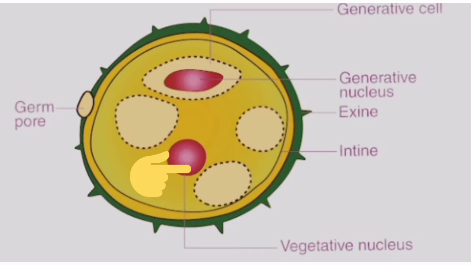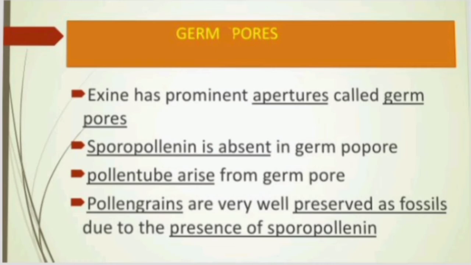And apart from all those structures, it contains a special structure called the germ pore. This germ pore plays a vital role during the course of double fertilization. That means the germ pore is going to form a structure called the pollen tube. Through this pollen tube alone in angiosperms, fertilization becomes possible. Is that clear? And now we're going to see about the germ pores in pollen grains.